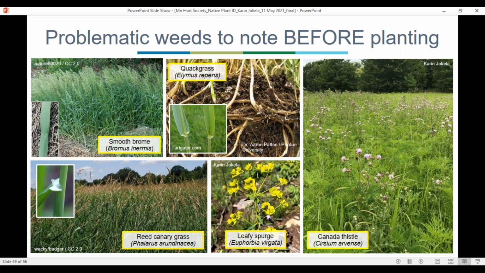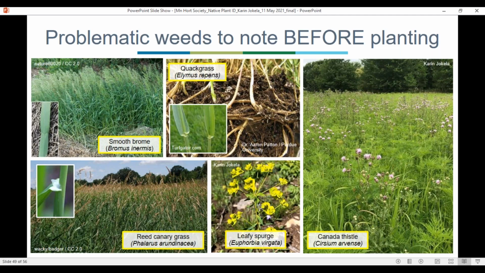So smooth brome, and this is a common pasture grass, turf grass. One really easy technique is that all the leaves have this little M, or sometimes people say it's a W print. You can kind of see it there in the left picture, the smaller inset picture. You can feel it between your fingers. It's like a little print in the leaf that looks like an M.